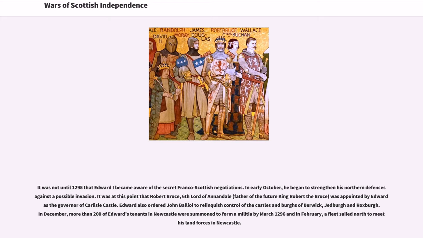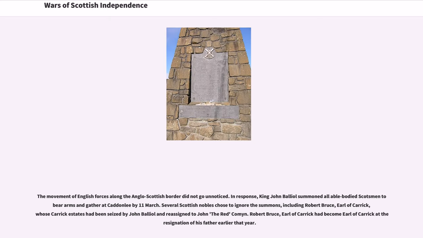In December, more than 200 of Edward's tenants in Newcastle were summoned to form a militia by March 1296, and in February, a fleet sailed north to meet these land forces in Newcastle. The movement of English forces along the Anglo-Scottish border did not go unnoticed. In response, King John Balliol summoned all able-bodied Scotsmen to bear arms and gather at Caddonley by 11th of March.